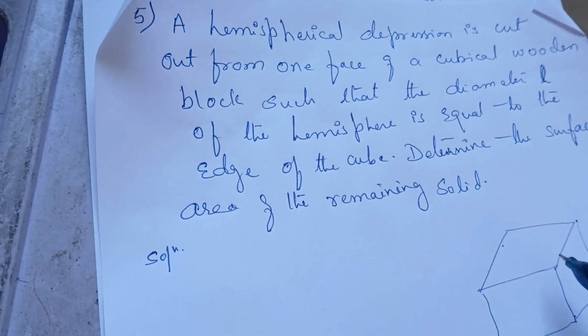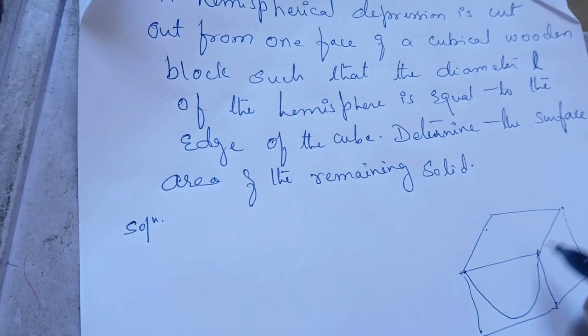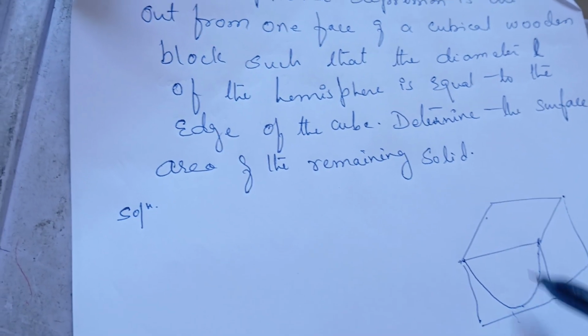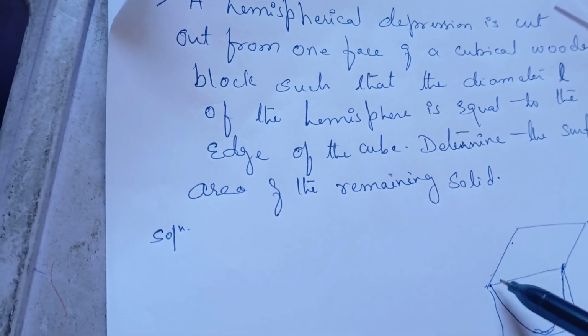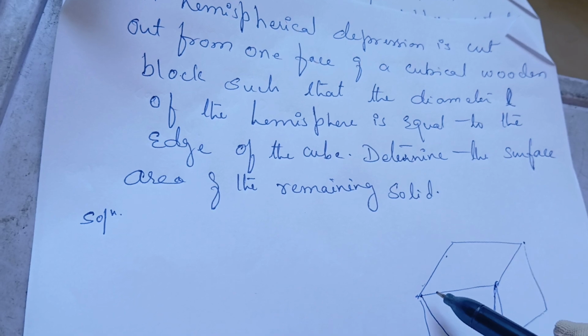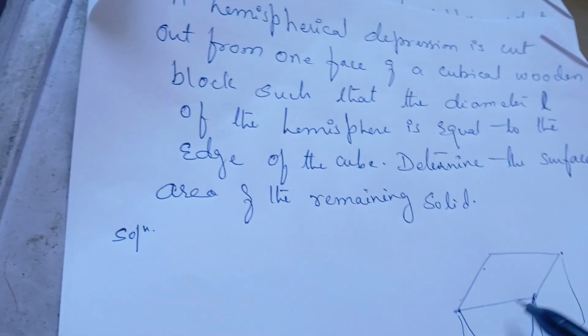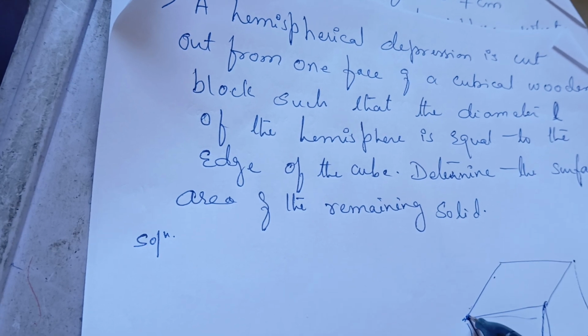So what has been done is a depression is made like this. A depression is made in a circular wooden block, such that the diameter of the hemisphere is equal to the edge of a cube. So the diameter of this hemisphere is equal to the edge of a cube.